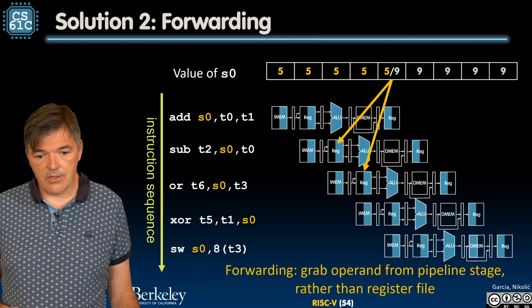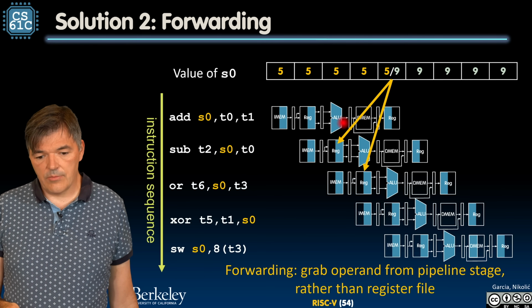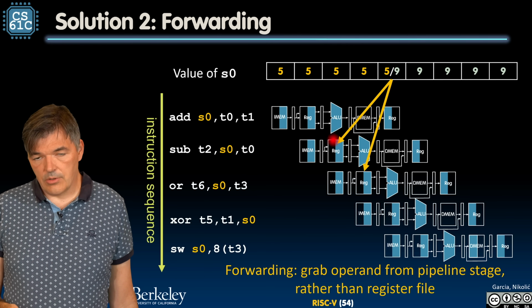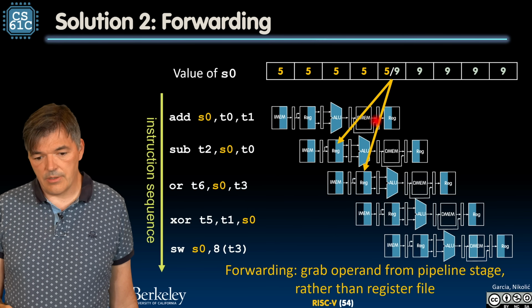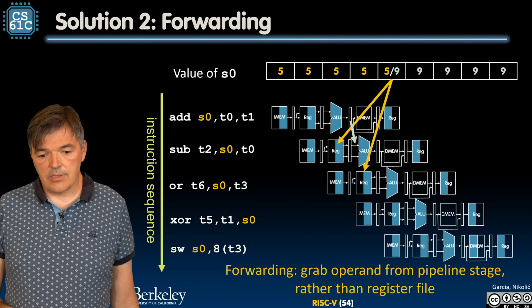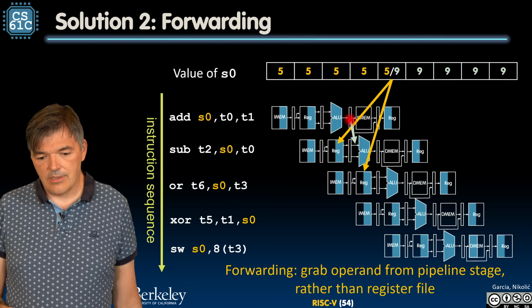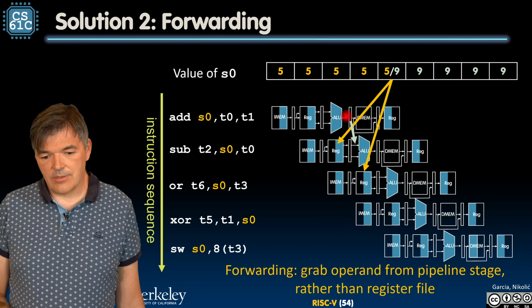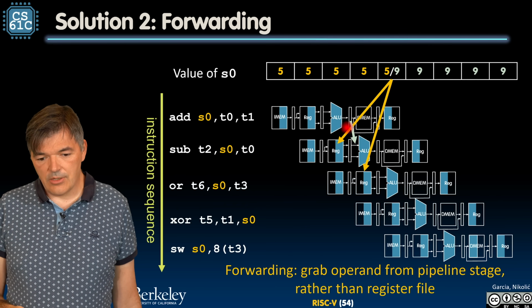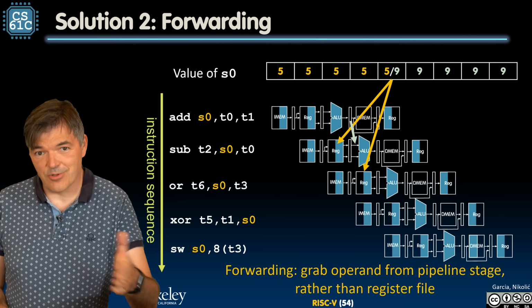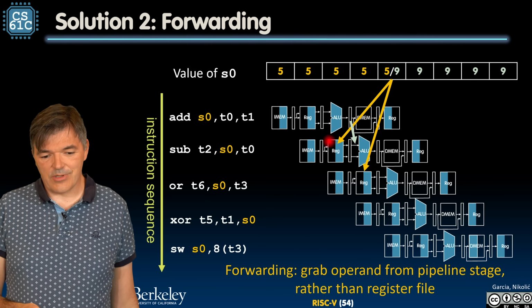So the idea here is to take that value from the ALU or a cycle later from the memory access stage and forward it to the appropriate input port of the ALU. So we'll take this output of the ALU and essentially fast forward it to the input of the ALU for the sub instruction.